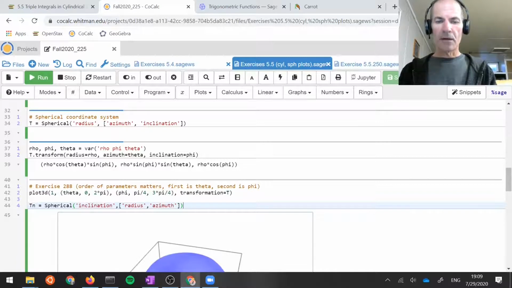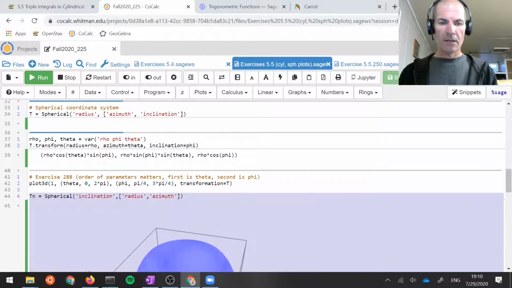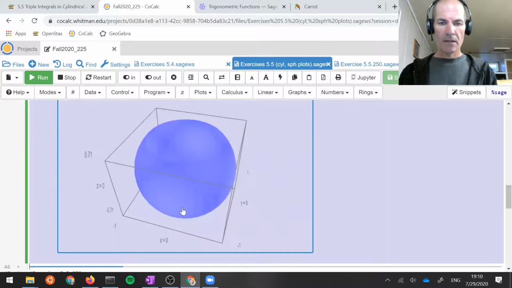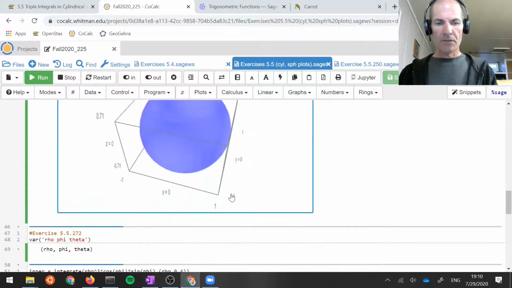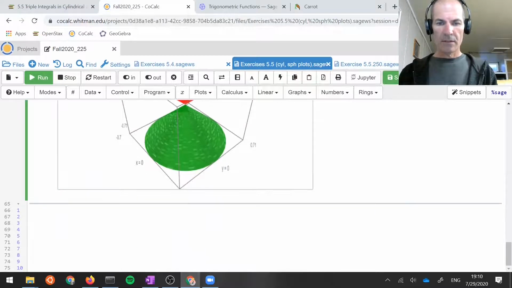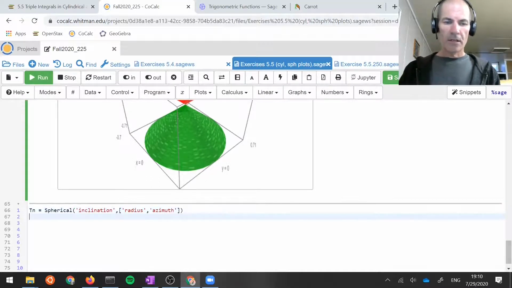So there's me defining a different spherical transformation where I have inclination listed as a function of radius and azimuth, inclination being phi, radius being rho, azimuth being theta. So here's me giving up and deciding to go down below, but I'm also having trouble with basic copy and pasting. So now I'm going to go down to the bottom and just start again. So there's that spherical transformation.